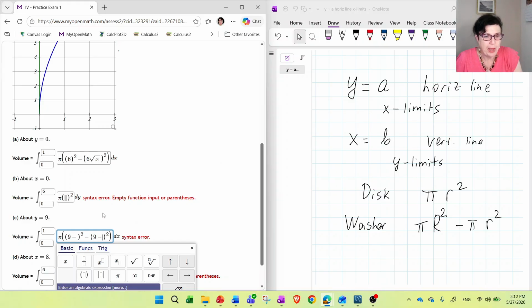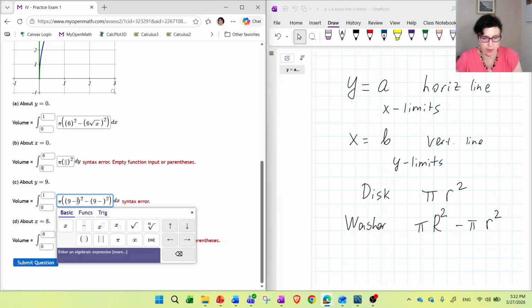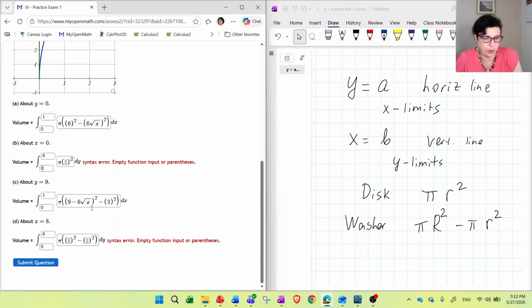Well, imagine yourself at y equals 9. So you are here at the horizontal line, y equals 9. Which curve, the blue or red, is further from you? Well, the blue one, which is 6 square root of x, that's why it's going to come first. So this is going to be 6 square root of x, and then this is going to be 6, which, by the way, that's just 3. I could put that, but I could probably also put 9 minus 6, and it'll be okay. All right, so I filled out the x part. Let's fill out the y part.